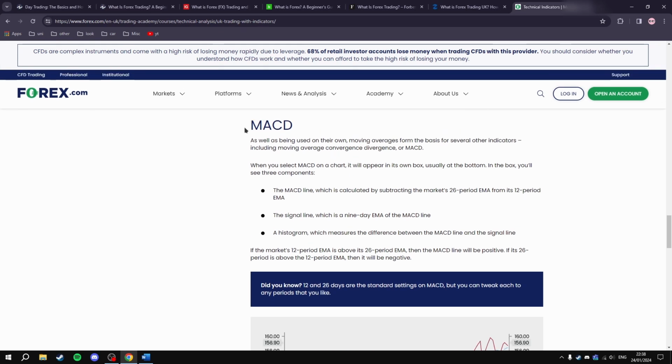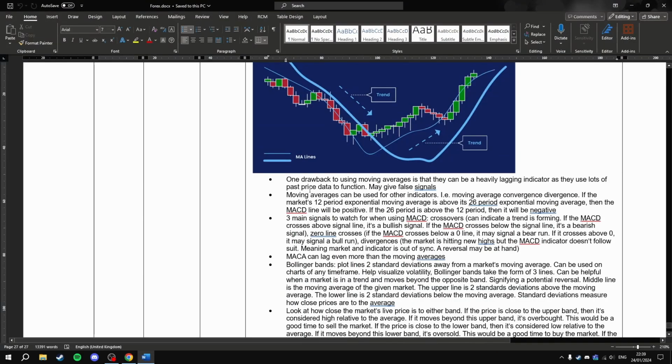Okay, and then moving on from that, the MACD. As well as being used on their own, the moving averages form the basis for several other indicators, including moving average convergence divergence, or MACD. And I wrote that as moving averages can be used for other indicators, for example, moving average convergence divergence.